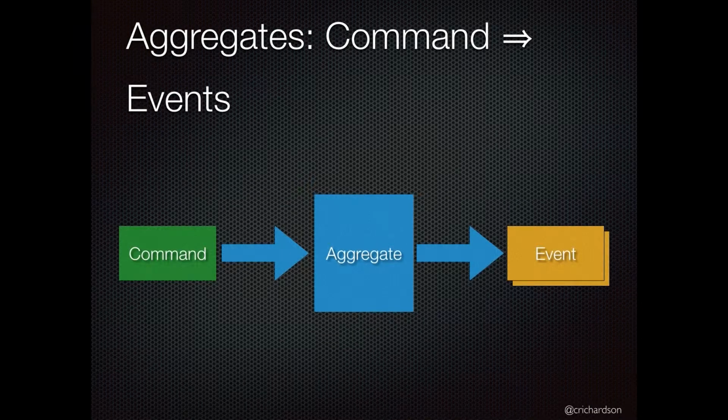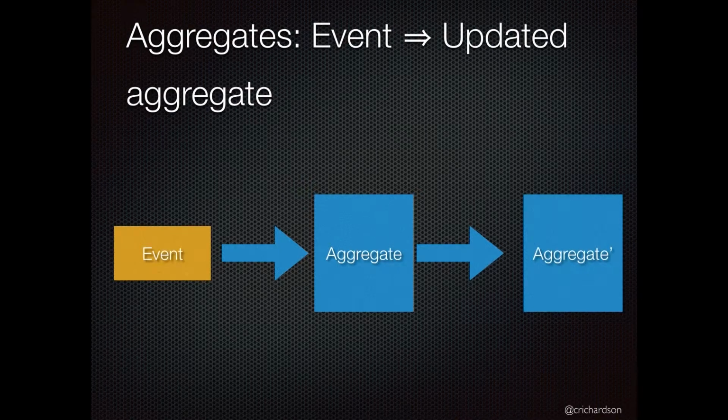So these aggregates or business entities, you can actually think of them as doing two things. First, they consume commands and emit events. So a command comes in like create an order or reserve credit, and events come out like order created, credit reserved, credit check failed event. You can also think of aggregates as consuming events and updating their state.